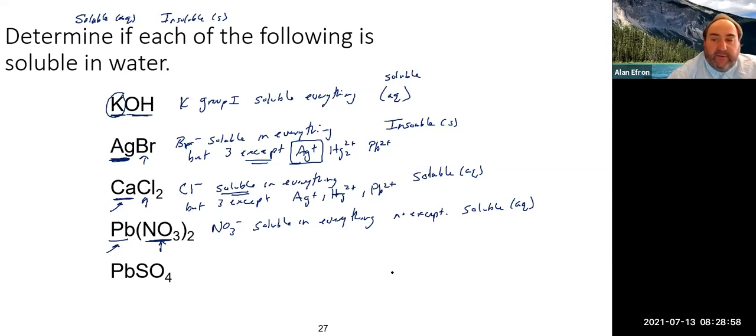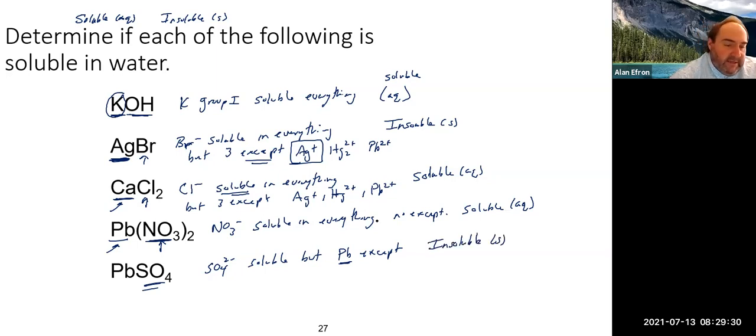With lead 2 sulfate, most sulfates are soluble. So if we look at sulfate, most of them are going to be soluble. But there are several exceptions, and lead is an exception here. Because it normally is soluble, but lead is present, which makes it the exception, the opposite occurs, and we would expect this to be insoluble and solid. Any questions on any of those, or how to use solubility rules to help us determine our solubility here?